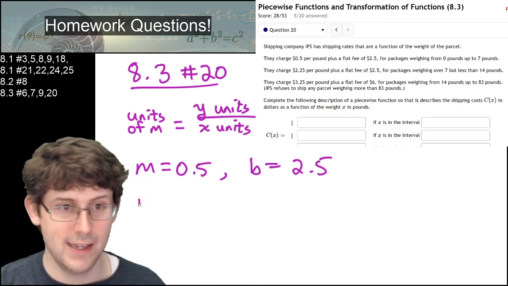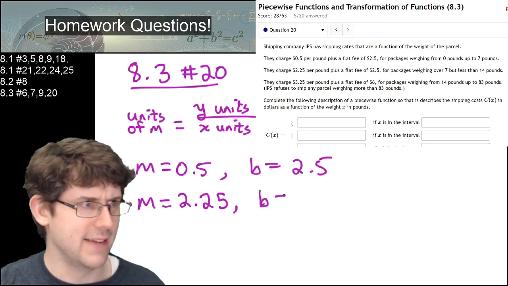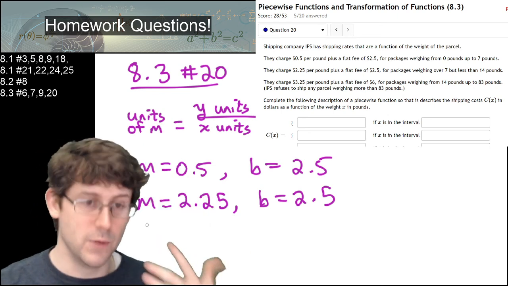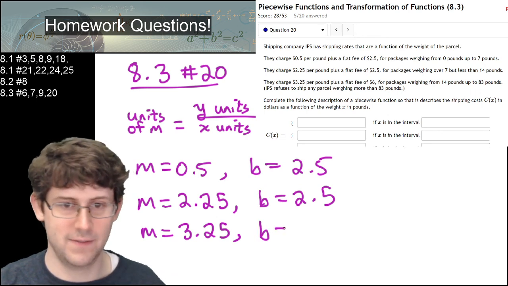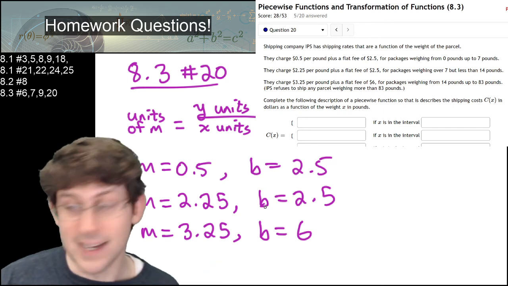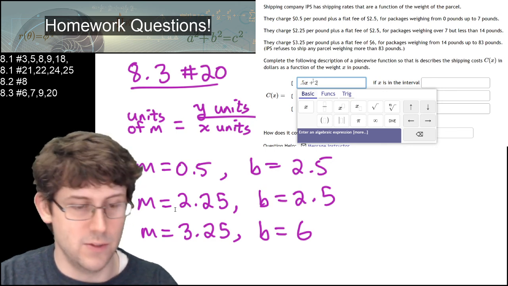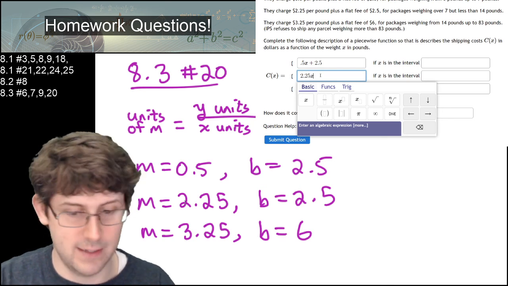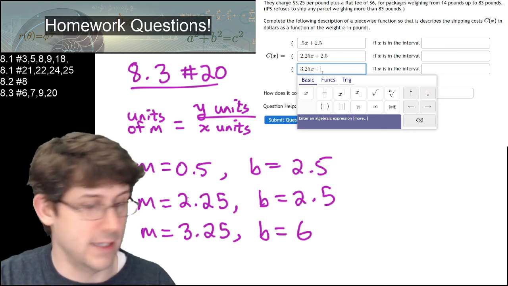For the second rule, it gives me another dollars per pound, which is a different slope. And the same flat fee, I guess, 2.50. And then in my problem for the third part, the slope is $3.25 per pound, and it gives me a different flat fee. Okay, well, this is going to give me 3 different lines. I can put these lines in, I guess. I'll have 0.5x plus 2.5 using slope-intercept form. I'm just doing y equals mx plus b.